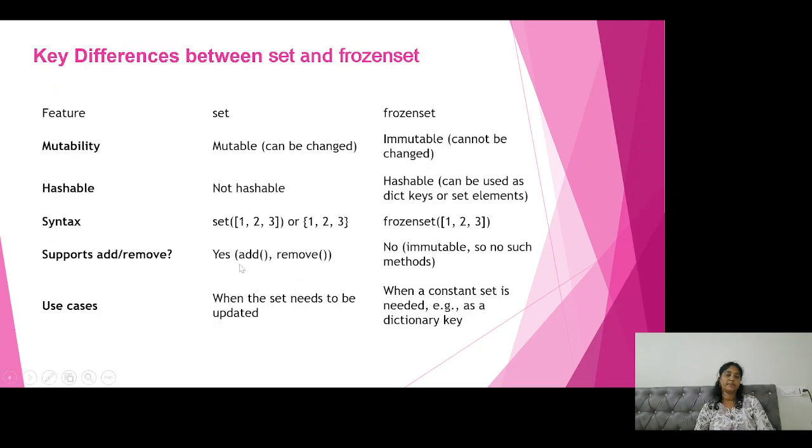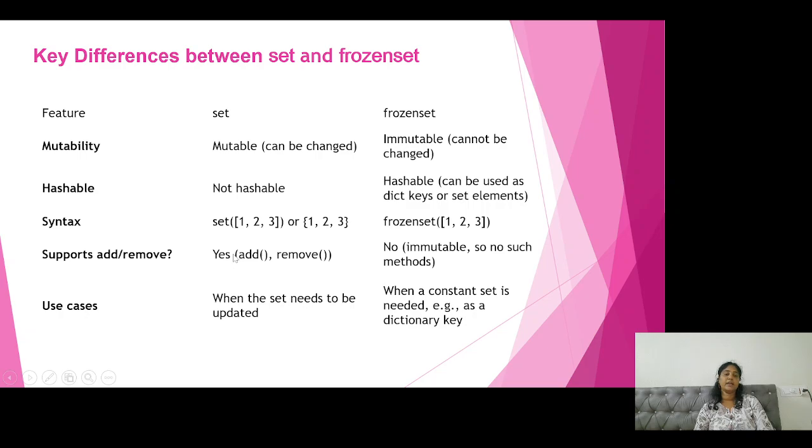The main differences between set and frozen set are: set is mutable, frozen set is immutable. A set is not hashable, while a frozen set is hashable. Sets you can create with curly braces or from a tuple or a list. A frozen set you have to create with the frozenset constructor, something like this.